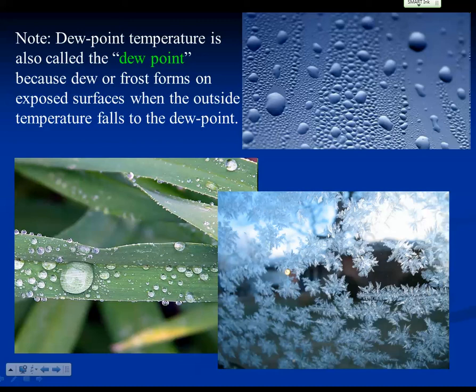Morning gym classes are notorious in the fall for coming in with grass clippings stuck to your sneakers, and your sneakers are all wet because overnight the air temperature cooled down enough to make that water vapor turn back into liquid water. You can see it on the blades of grass there, on the window, and if it's later in the fall, you even get some frost on the windows.